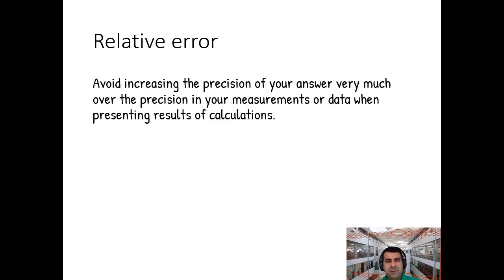In the relative error method, or I would call it common sense, we have to avoid increasing the precision of our results very much over the precision of our measurements or data that we have gathered. So remember, when you're presenting the results of your calculation, they cannot give the indication the results are more accurate than where you started with.